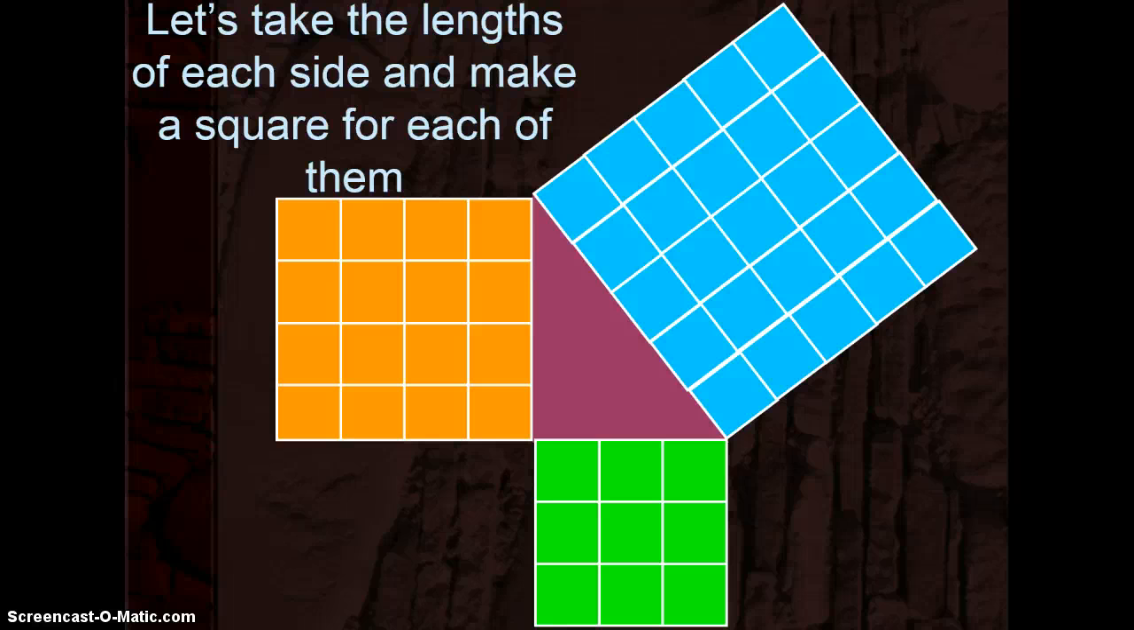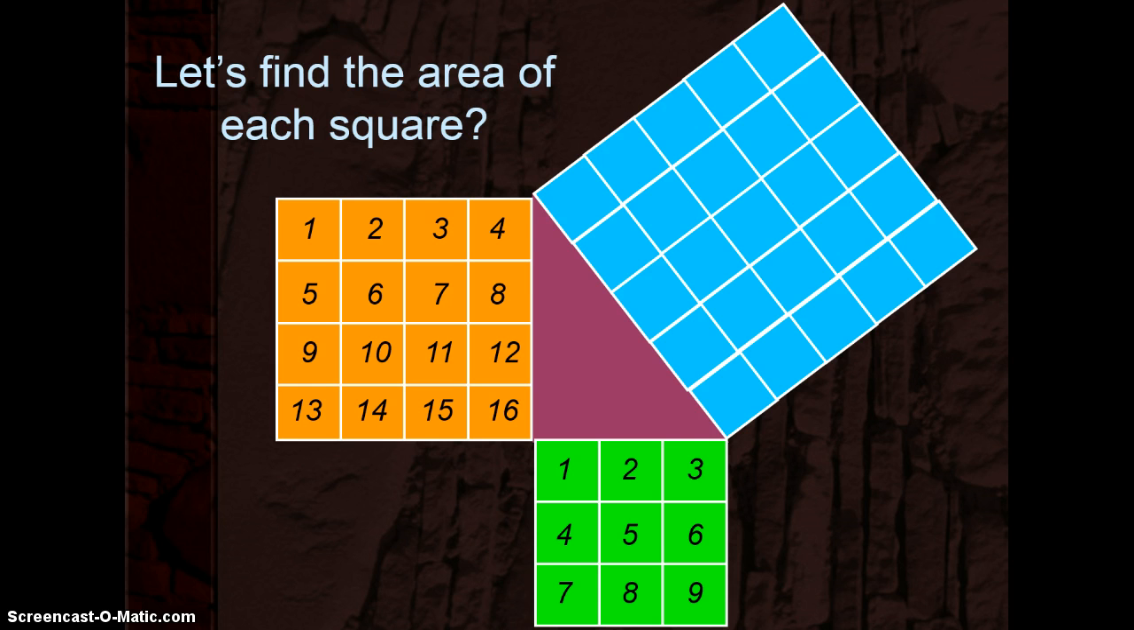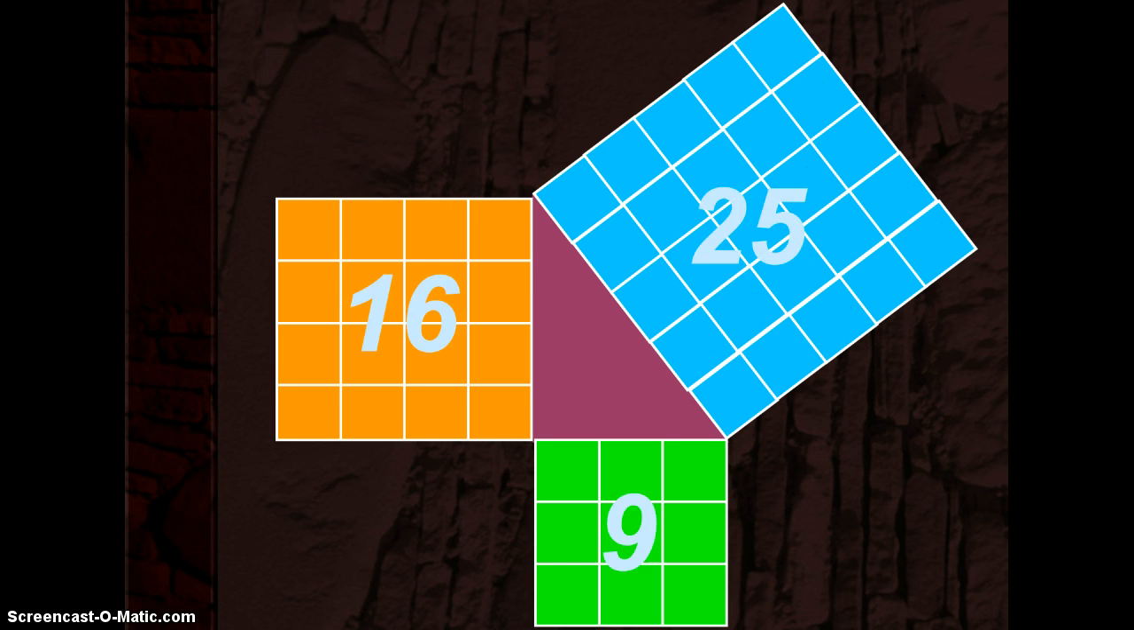Because I can take the 2 shorter sides, square them, add those products together, and always, if it's a right triangle, come up with that long side squared. And then we've already talked about this. So we have 9 plus 16, that gives us 25. And this proves that the Pythagorean theorem does indeed work.